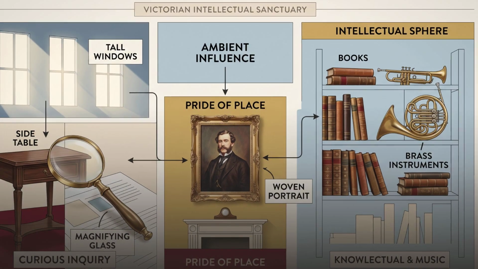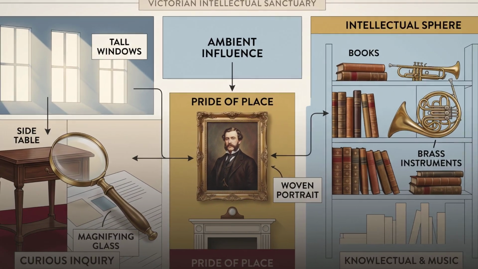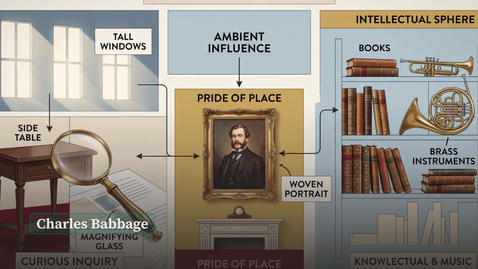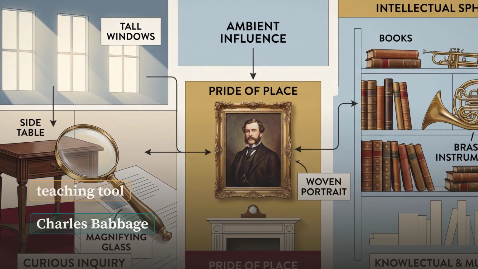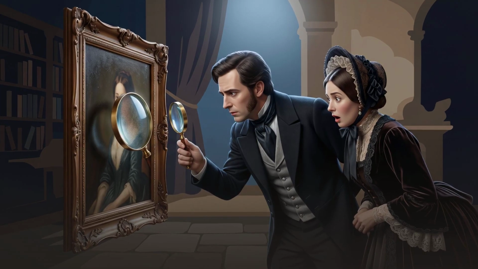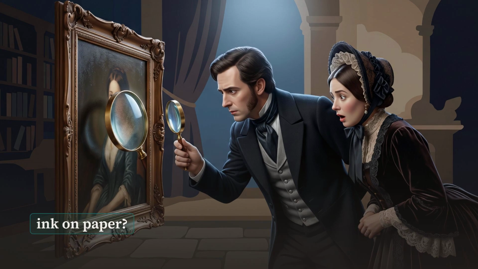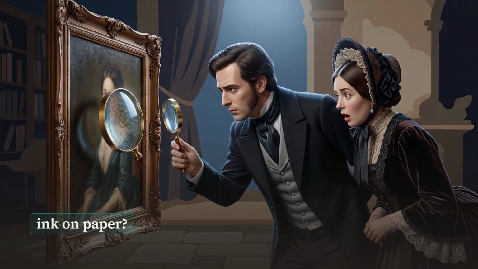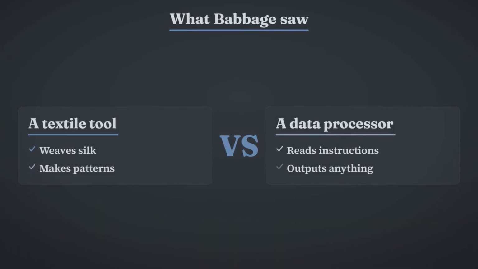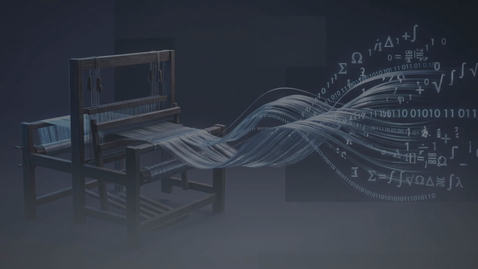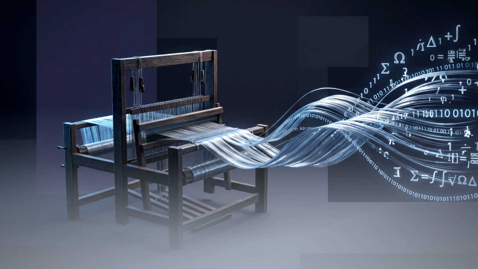It really is. And that image caught the eye of Charles Babbage. The famous mathematician bought one and hung it in his drawing room as a teaching tool. Oh, right. Guests would lean in, mistaking it for ink on paper, and he'd blow their minds by revealing it was woven by a programmed machine. So Babbage is looking at a textile tool and seeing a data processor. Yes. He's realizing the code doesn't just have to output silk.